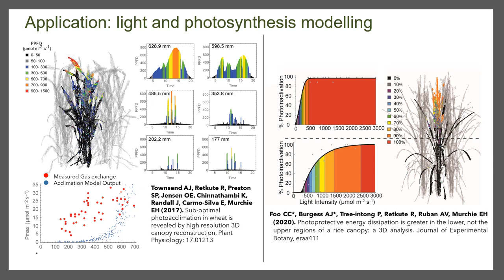On the right, there's another recent paper. So this is basically looking at NPQ, or non-photochemical quenching, throughout a rice canopy, and how protective this process is depending upon the position in the canopy and what levels of light the rice leaf receives.